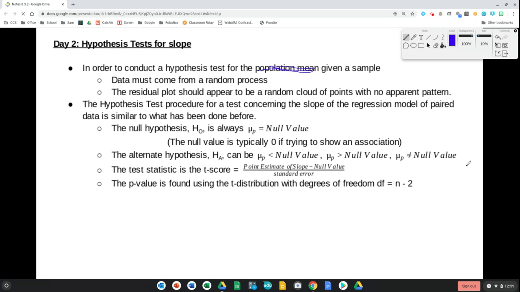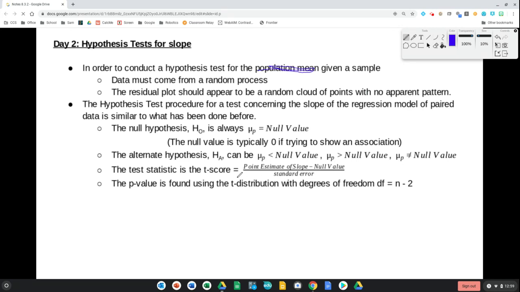But our hypothesis test in general for the slope of the regression model is going to be done in much the same way the rest of them are. Our null hypothesis is going to be that it's equal to zero or equal to some null value. Typically it's going to be zero because we're trying to show an association, but we could have it set up so we wanted to make sure that the slope was greater than 0.5 or something like that. So our alternate hypothesis is either going to be that it's less than or greater than, or maybe even not equal to zero, or whatever null value we decide on.